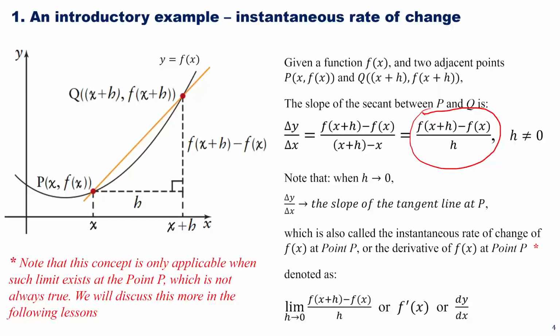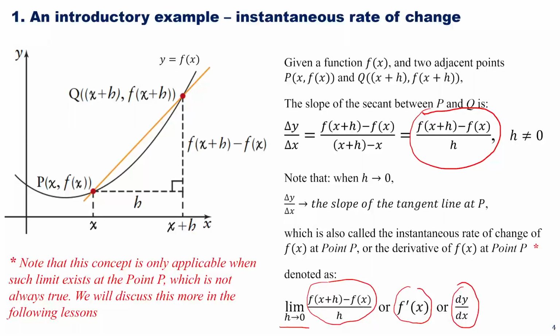So this is called the instantaneous rate of change of f(x) at point P. Actually, it has a special name. It's also called the derivative of f(x) at point P, which is denoted as the limit of this expression when h approaches 0, or f'(x), or dy by dx. So the three notations here all mean the instantaneous rate of change of f(x) at point P, or the derivative of f(x) at point P.